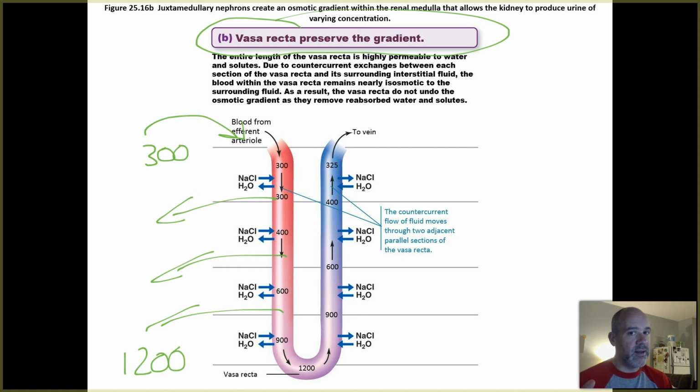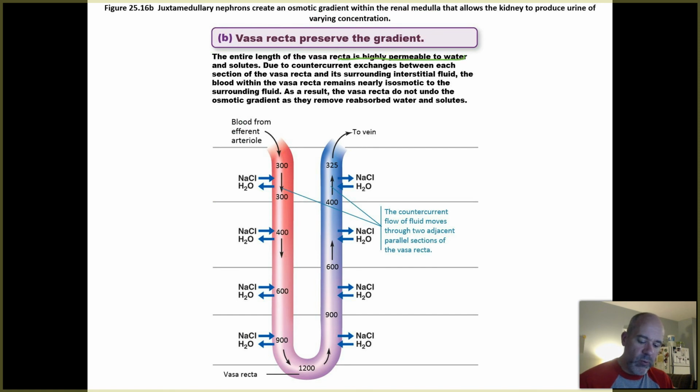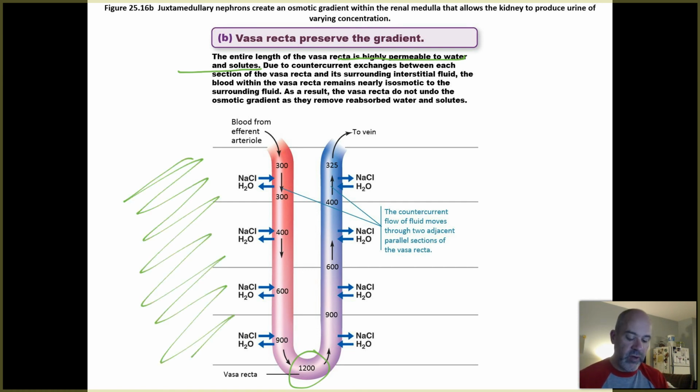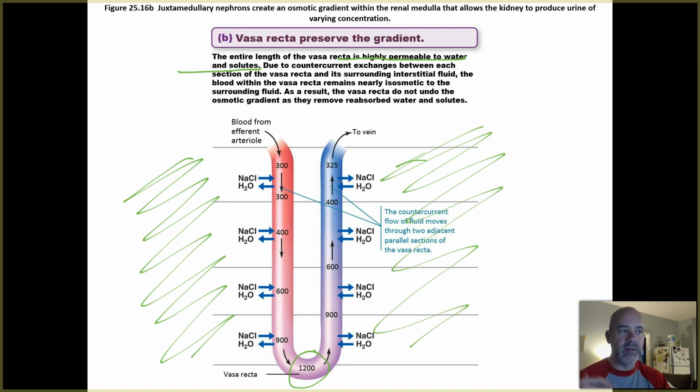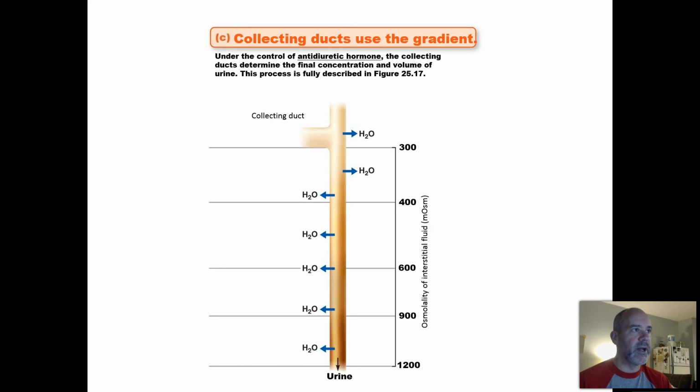So the vasa recta, these special blood vessels, are freely permeable. They're unusual in that they are highly permeable to water and solutes. So water and sodium and chloride ions freely move back and forth. And what that does is it allows a balance in solute concentrations between the blood and the surrounding extracellular fluids of the renal pyramids. All of those things stay in balance and you don't have any disruption of that gradient that was set up because of the blood passing through there. So the vasa recta helps preserve the gradient. They don't undo the gradient that was set up.